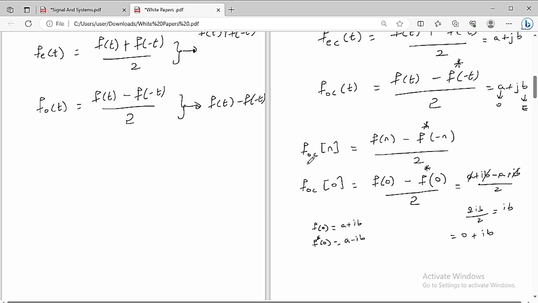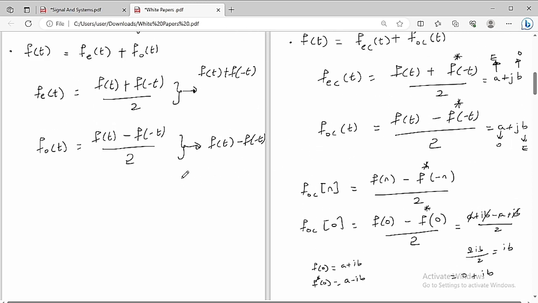Therefore we can say for FOC of n, the sample at n equal to 0 is purely imaginary and the real part is always odd and the imaginary part is always even, as you can see clearly here. Similarly for the even signal, you will go. So let me do the analysis here.